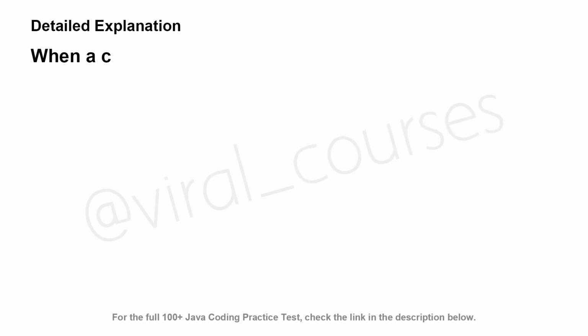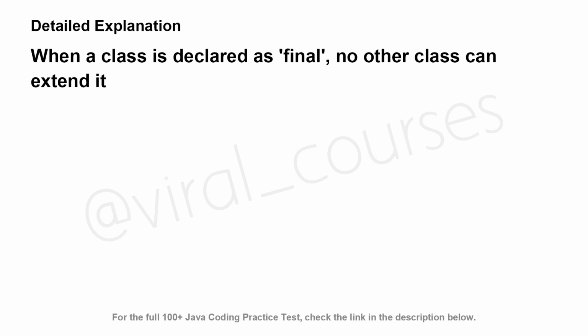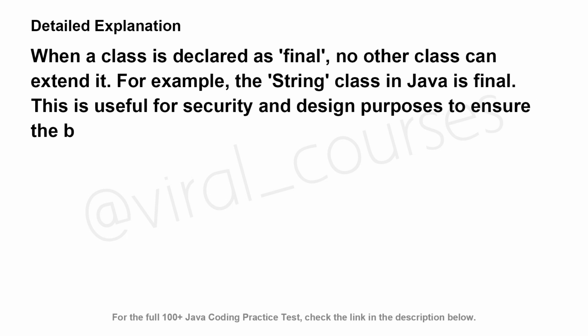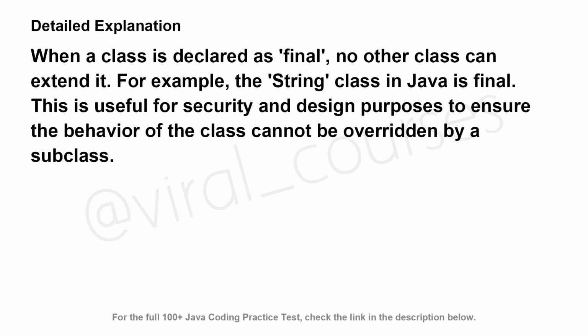When a class is declared as final, no other class can extend it. For example, the String class in Java is final. This is useful for security and design purposes to ensure the behavior of the class cannot be overridden by a subclass.